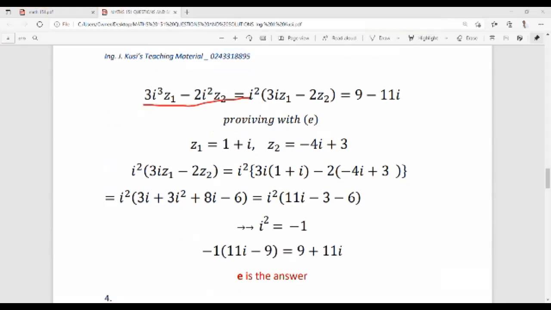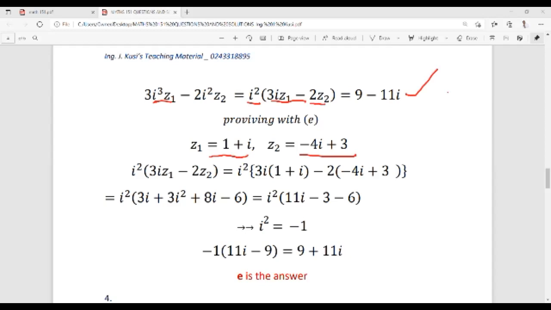So if you factor, you see this is i squared, is that not it? Yes. So you cannot factor i cubed out. You have to factor i squared out. So if you factor i squared out on this side, then this one i will remain here. So this will be 3i Z1 minus 2 Z2. Is that not it? Yes, sir. And according to the question, this is equal to 9 minus 11i. Is that not it? 11. Yeah. Okay, good.